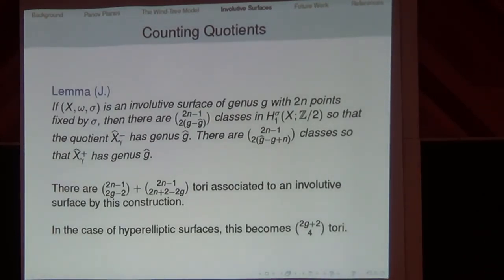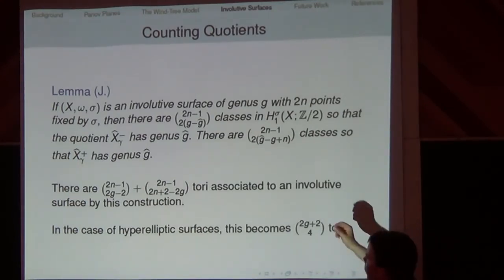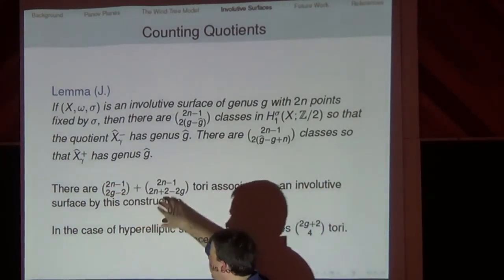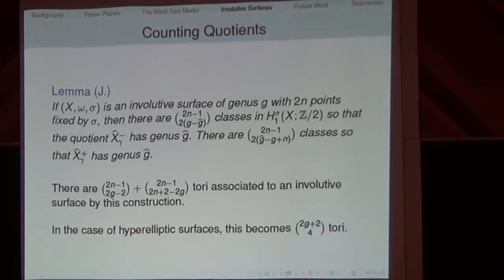Okay. So what I particularly care about are the quotients that are tori, though, because those tori are the things that have Panov planes as universal covers. So I want to count how many of those quotients are tori, and this is where that representing things with strings of 1s and 0s comes in really handy. It makes this into a really simple combinatorial problem. So you can calculate that there are this many tori associated to a surface with an involution using this construction.